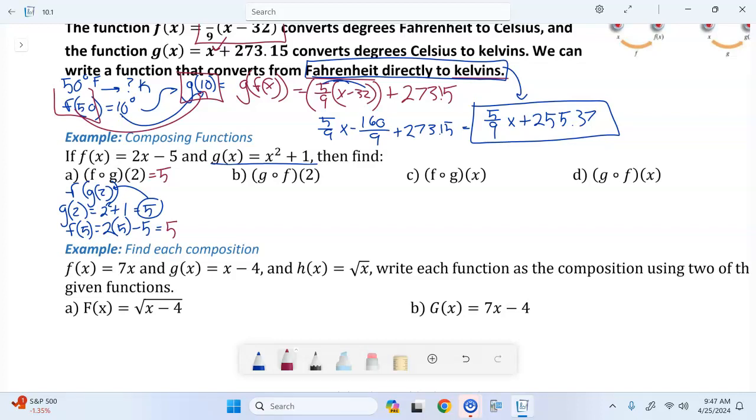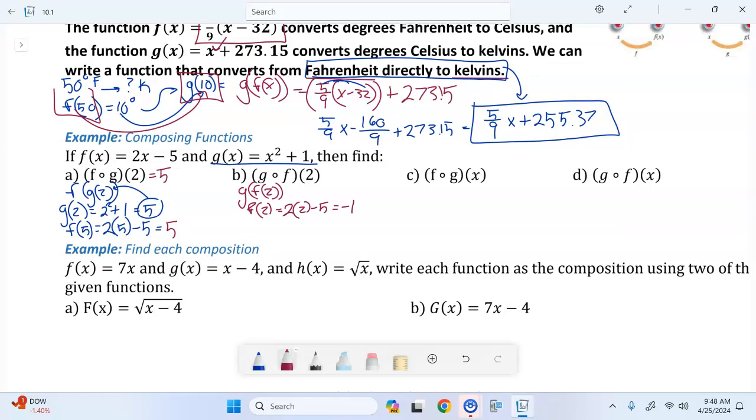Now let's switch the order of the composition. Now f is the input into g. So which do we need to evaluate first? F of 2 or g of 2? We need to evaluate f of 2 first. So we take f of 2, we plug it in, and what does that equal? Negative 1. What are we going to do with that negative 1?